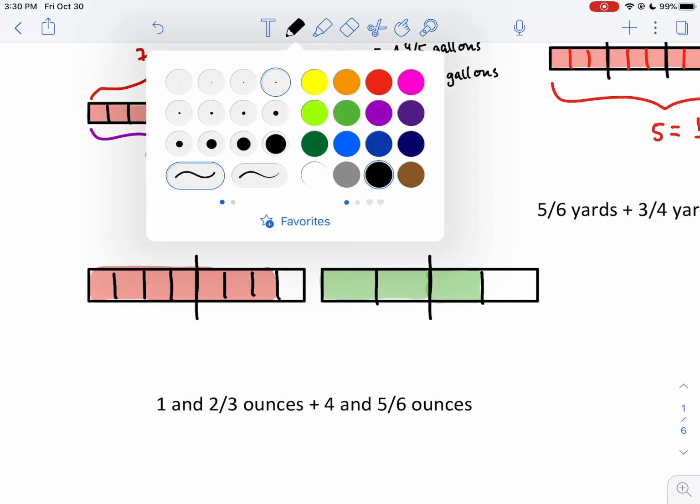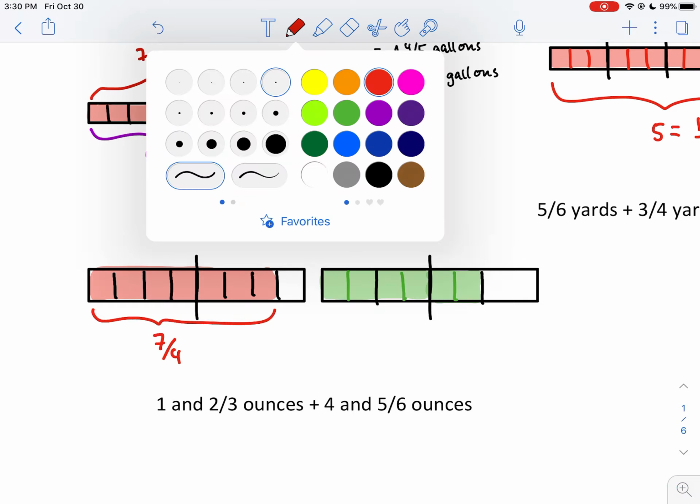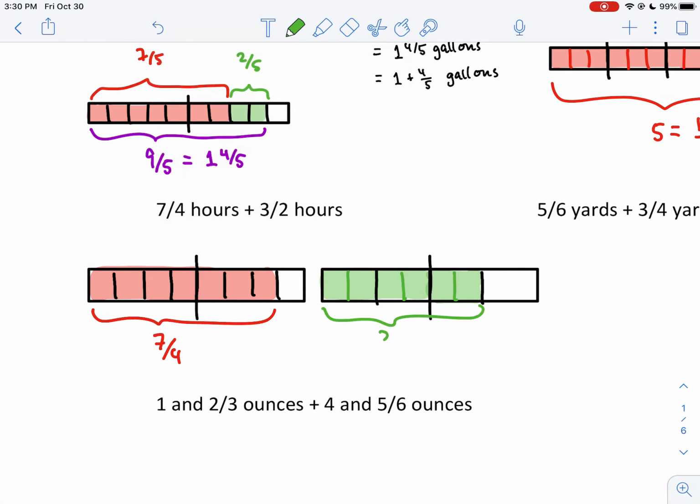Again, the key is to break everything up into quarters. So I'm going to break these up additionally into quarters. And so that you can see that we're really just adding a total of, let me move this, or let's go like this. So we have 7/4 and we're adding to that 3/2, but we expressed 3/2 instead as 6/4. And then when I add these together, we get 13/4 as an answer.